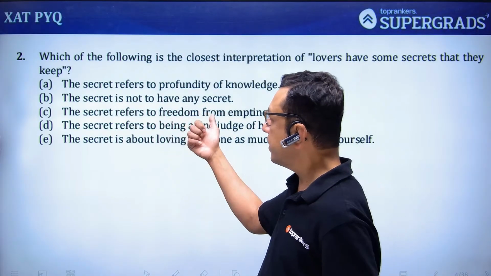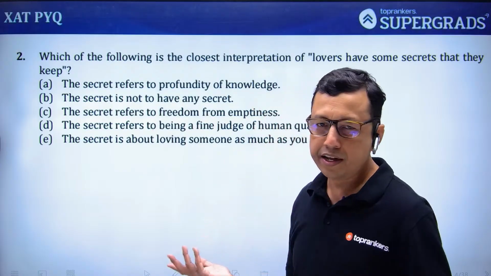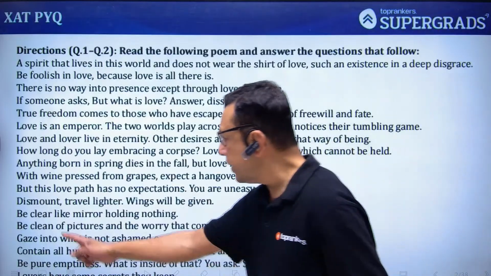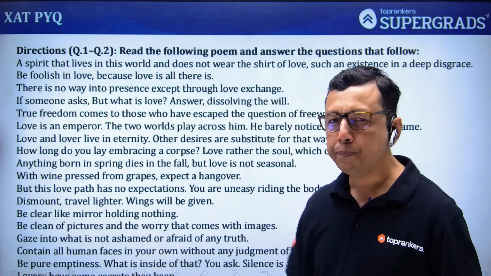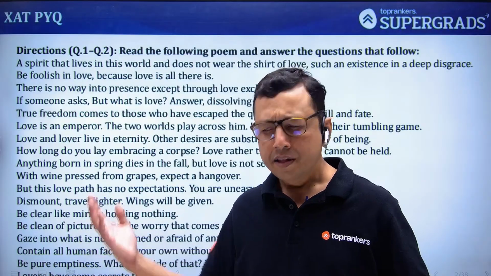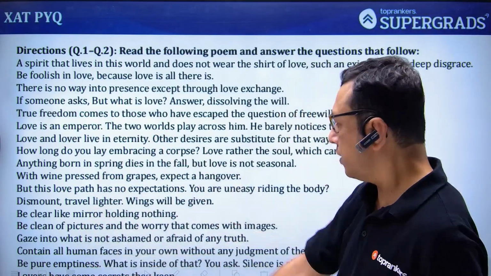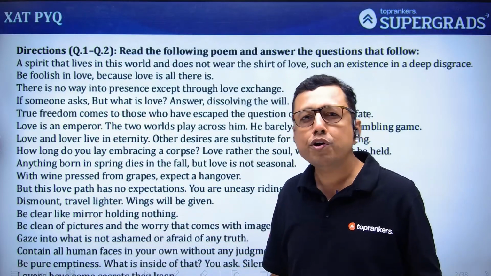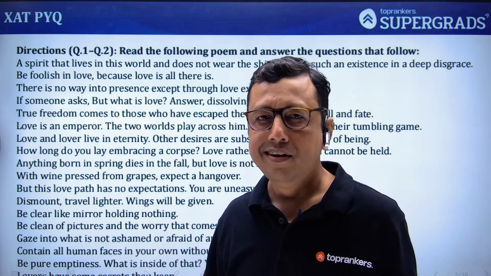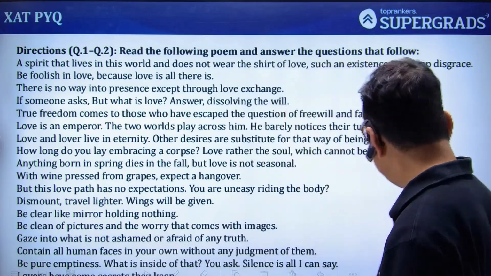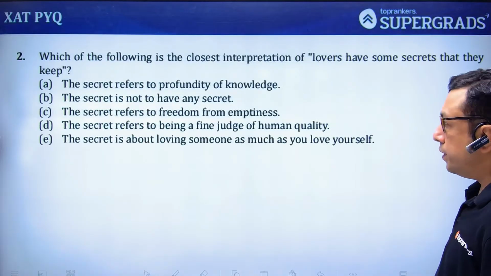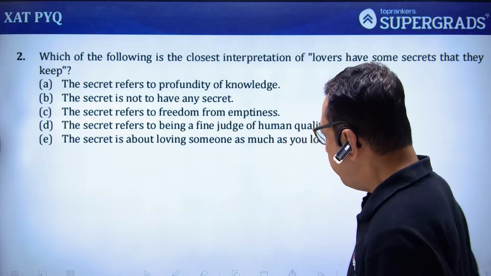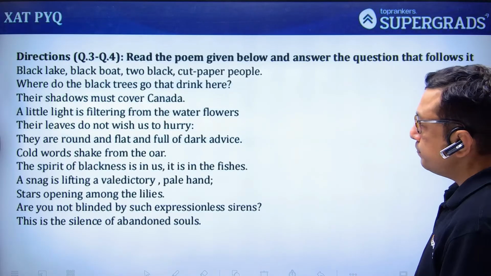Okay. B is the correct answer. The secret is not to have anything secret. Why? Because look at it. Be clear, be clean, be pure emptiness. What does that mean? The silence that comes as a result of being clear, clean, empty, which means actually you don't hold anything. That is the secret, right? Simple. Therefore, the correct answer is B. That is how you solve these questions. Okay, fine. Now let's move on to the next one.